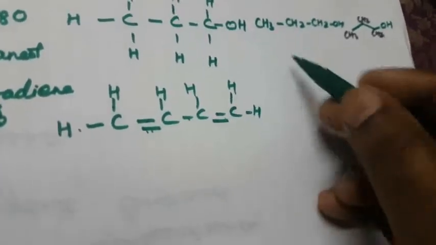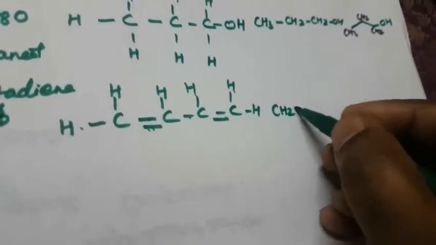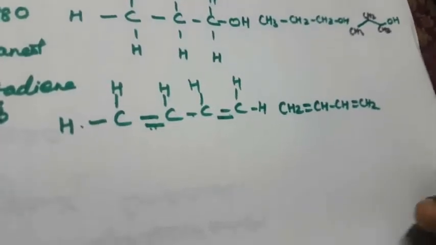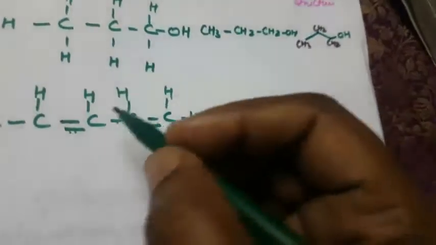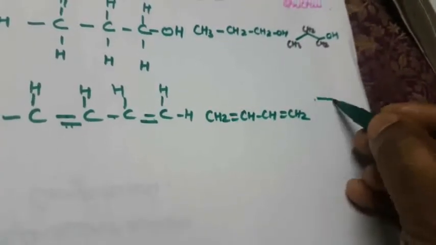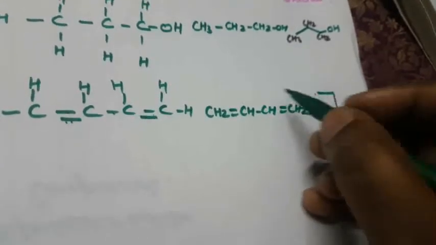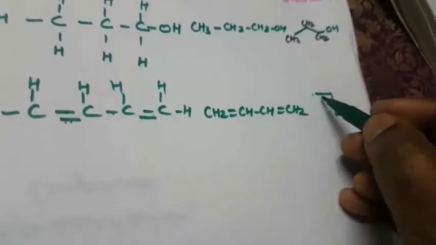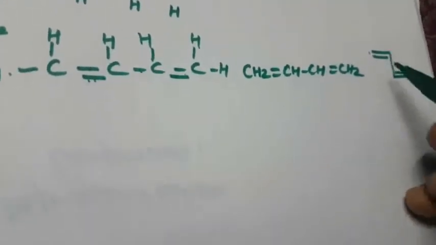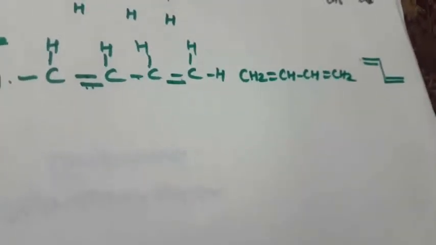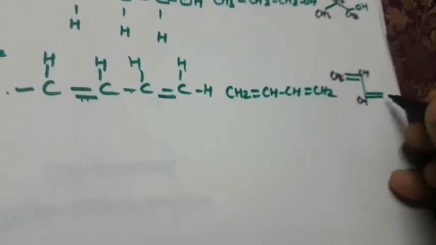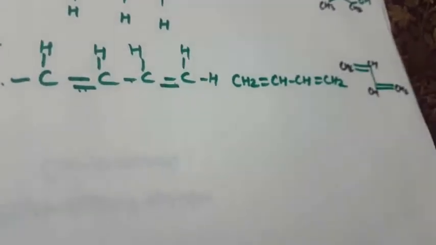So how to write the condensed structure? That is CH2 double bond CH, then CH double bond CH2. This is the condensed structure. What is the bond line structure? Here this is 1, this is 2, then 3, then 4. Here 1 double bond, and again another double bond. This is the bond line structure. Here 1 CH2, here 1 CH, here 1 CH, then CH2. This is the meaning of this compound.